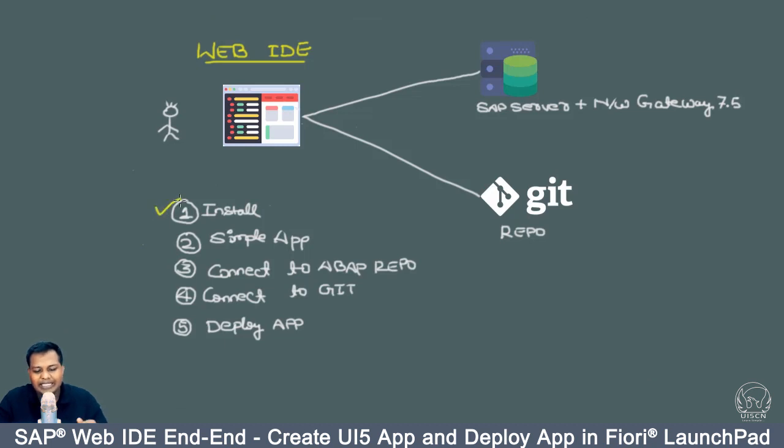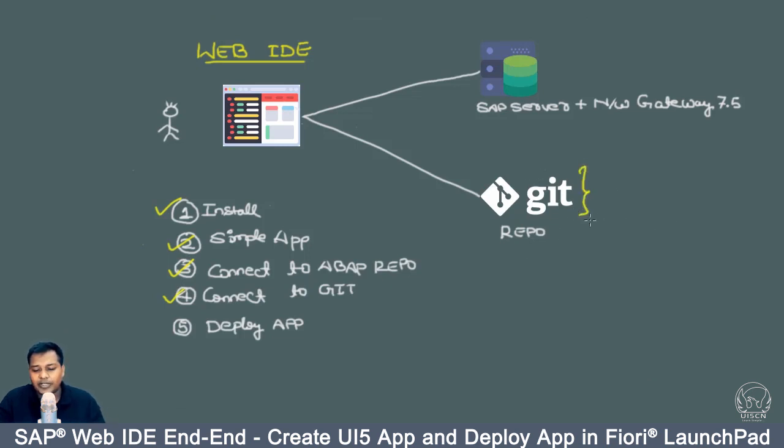Before that, we'll get a basic background about why Web IDE came into the picture and what the entire story is all about. Then we will create a simple application using Web IDE. We will connect to our ABAP repository and try to push the simple application we created. We'll also connect to GitHub. You can connect to your internal Git.